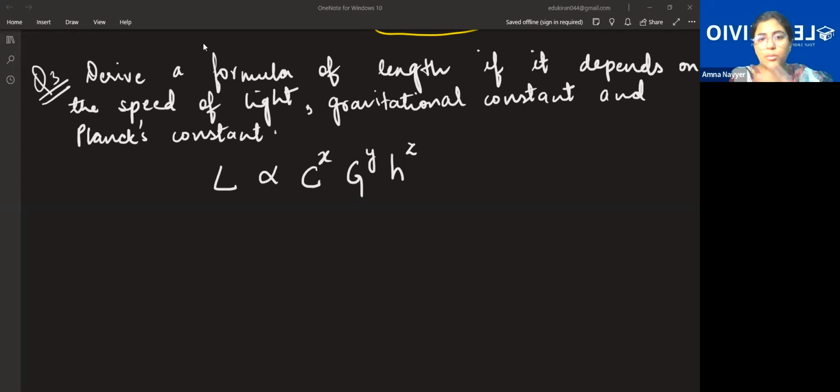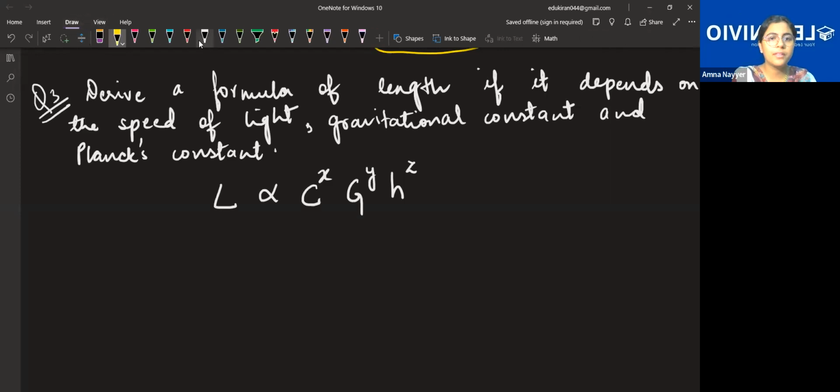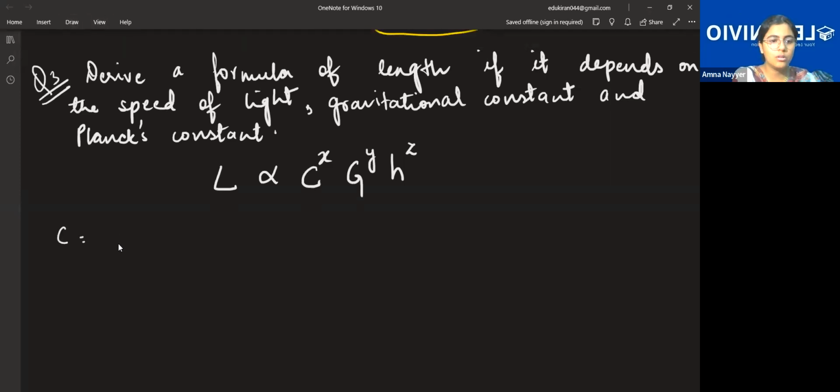See, in this formula, L is directly proportional to C into capital G into H. Now, C is the speed of light, G is the gravitational constant, and H is the Planck's constant. To the powers X, Y, and Z, these are written, and you have to derive the formula. So, C is L t to the power -1, because this is speed of light, any type of speed, the dimensional formula will be L into t to the power -1. G is equal to m to the power -1, L to the power 3, t to the power -2.